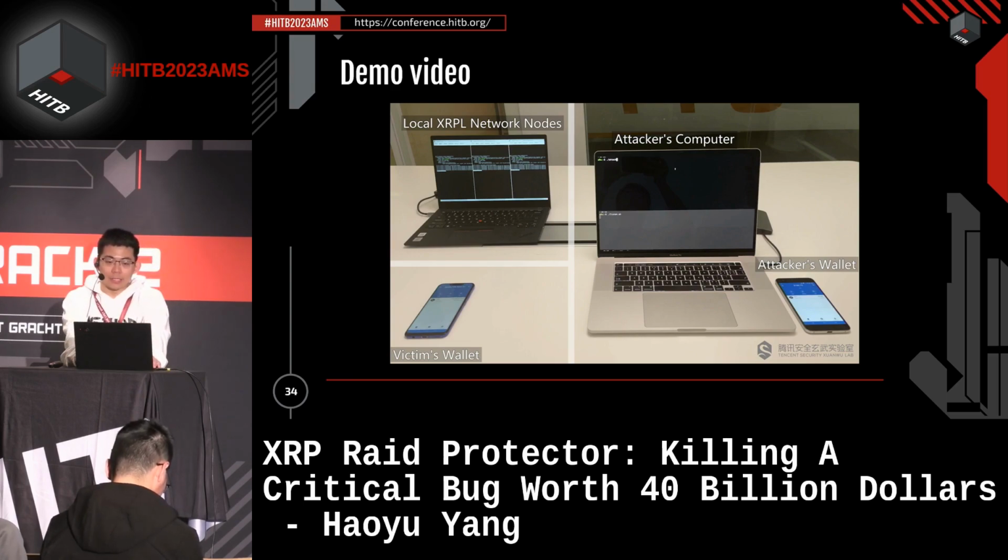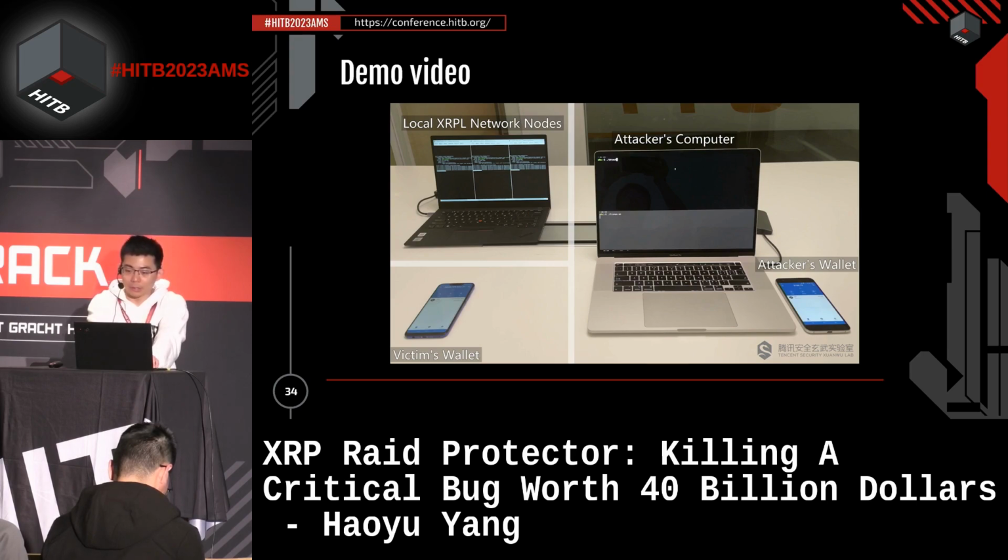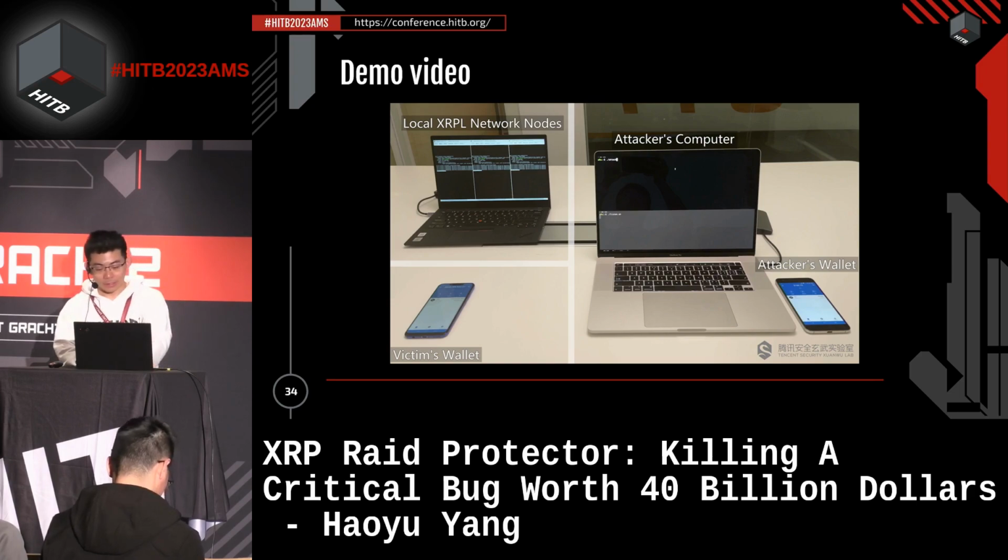Now let's get into the demo time. In this video, I will use 4 devices to demonstrate the attack. 2 of them are mobile phones, which are used to show the wallet status of the victim and the attacker. The other 2 devices are laptops. One of them will be used to set up a local XRPL network by running 3 node servers separately in 3 different virtual machines. And the other laptop will be used to perform the attack.